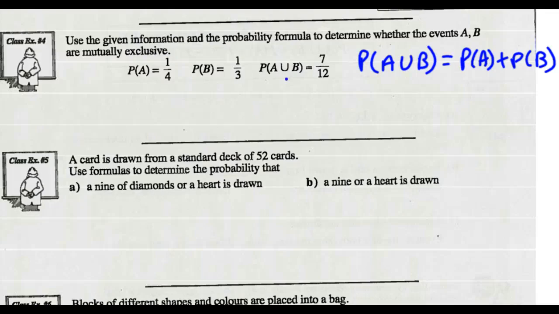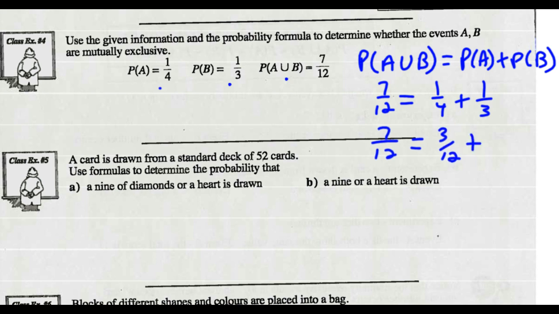Probability of A union B is 7/12. Probability of A is 1/4. Probability of B is 1/3. Does 7/12 equal 1/4 plus 1/3? Well, if you remember how to add fractions to get a common denominator, 1/4 is the same as 3/12. 1/3 is the same as 4/12. We can see that 7/12 is the same as 3/12 plus 4/12. So yes, the events A and B are mutually exclusive.